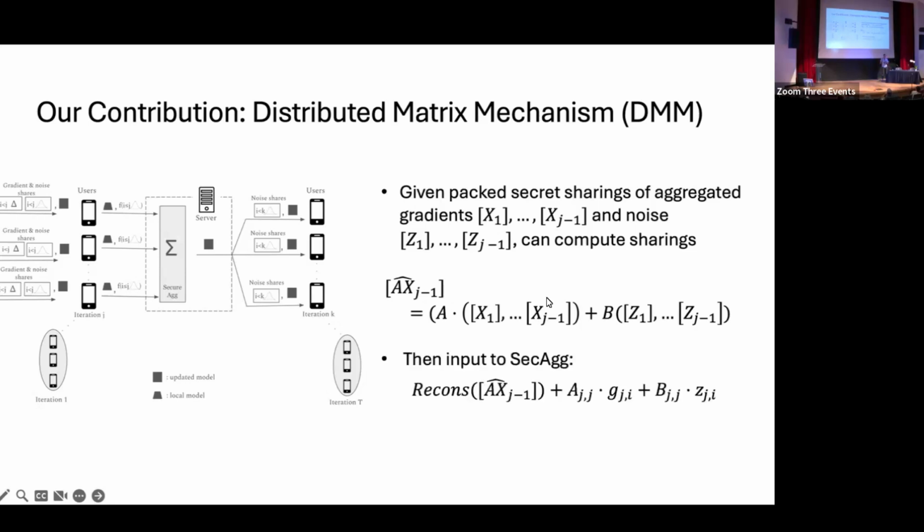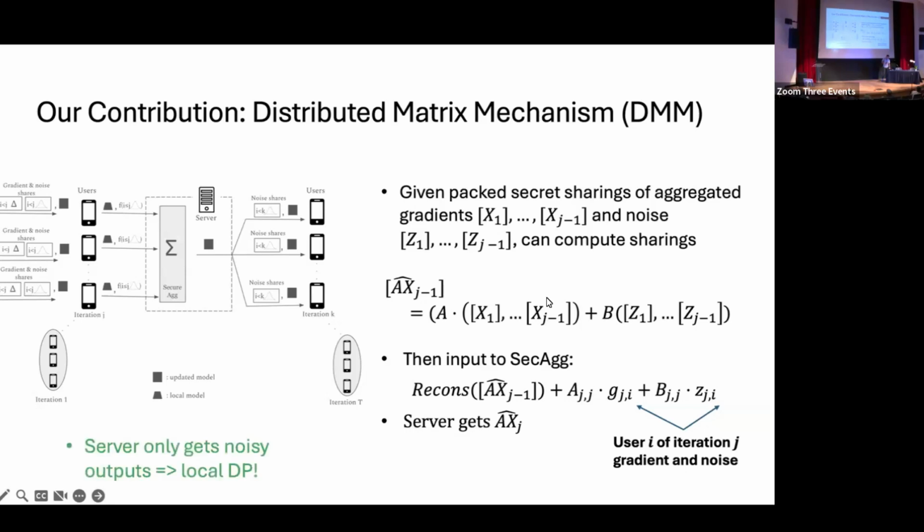Then we can input to the secure aggregation protocol the reconstruction of these shares along with the relevant information from this round, so the gradients and the noise from this round. The good thing here is that we're basically implementing the matrix mechanism, but we're still able to get local DP because the server only sees the output of the secure aggregation, which is noisy.